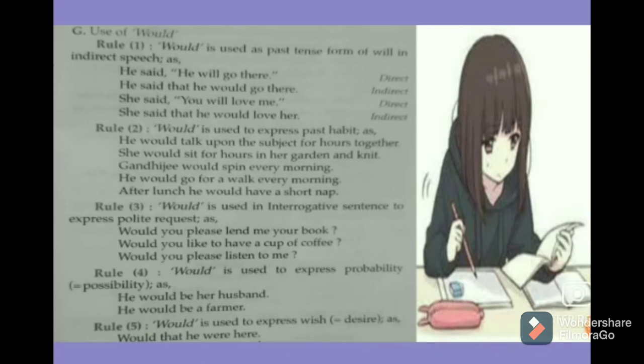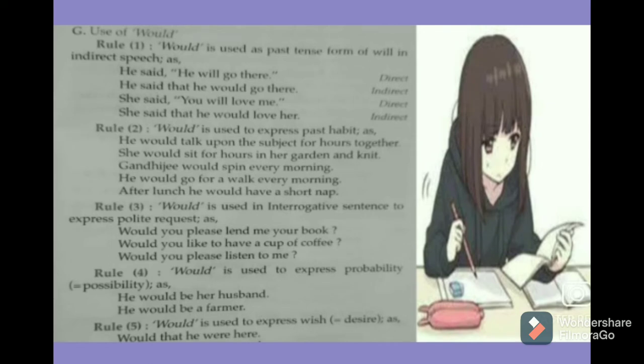So, children, let's see rule number 1. Would is used as past tense form of will in indirect speech. See, the sentence is written into direct speech. He said he will go there. And the indirect speech of this sentence is he said that he would go there. You can see would has been used instead of will. Next one, she said you will love me. She said that he would love her.